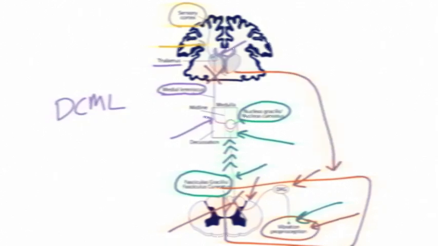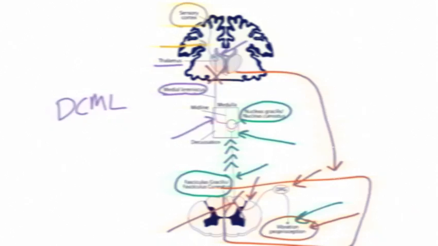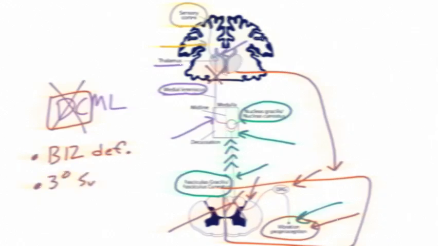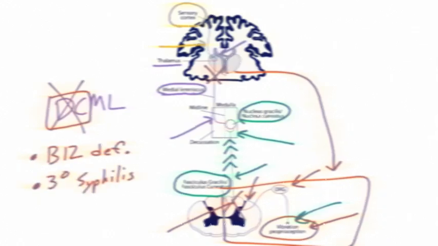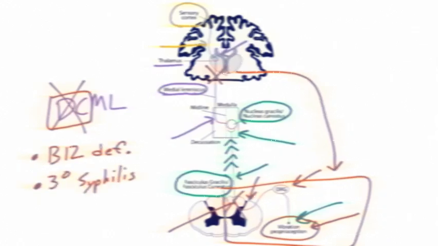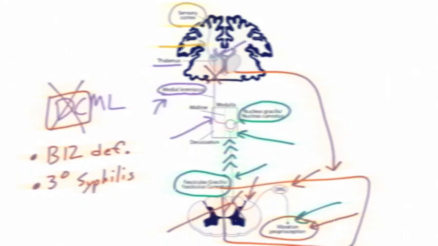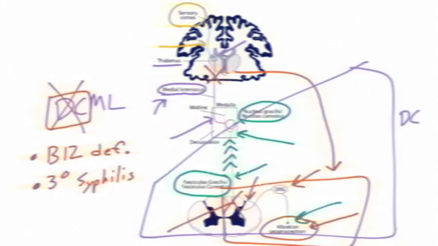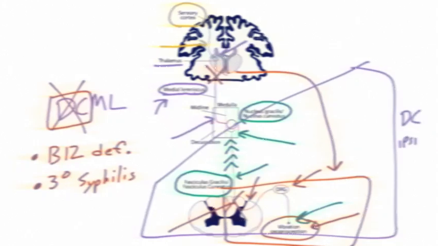So some pearls to keep in the back of your mind: two major causes of dorsal column damage, so the DC part of the DCML, are B12 deficiency and tertiary syphilis. Dorsal column damage is anything prior to the decussation, before the medial lemniscus pathway. So anything on this side would be considered the dorsal column aspect. You would get ipsilateral signs with damage to the dorsal column.